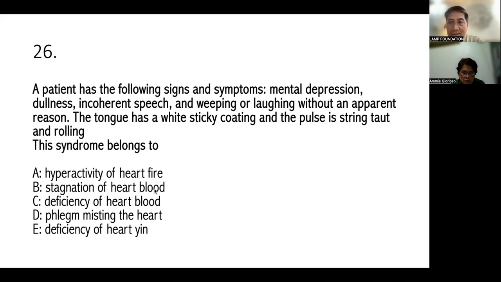Okay, can you relate? Joke lang. Actually, this is my situation right now. I have something like sticky white coating. Yes, okay. Do you laugh without any apparent reason?